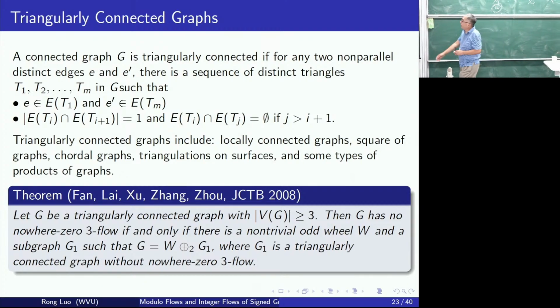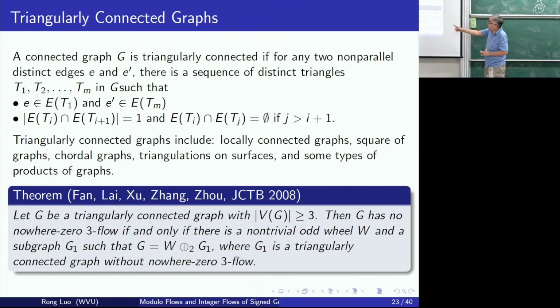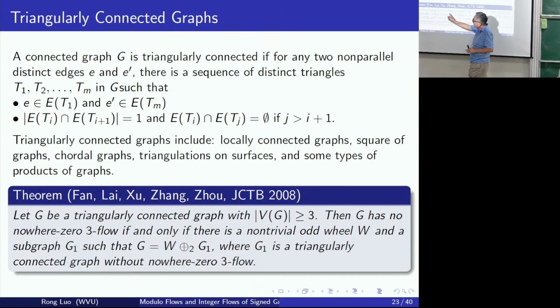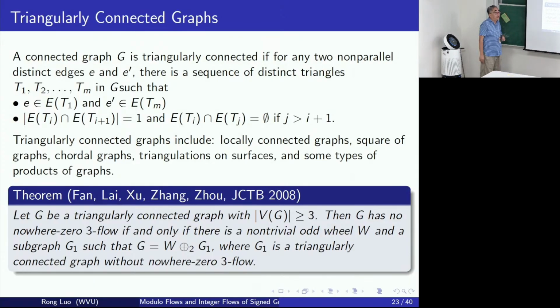So in 2008, in a paper by Fan, Lai, Xu, Zhang, and Zhou, they characterized the triangular kinetic graphs which do not admit a nowhere zero flow. So they just gave a complete characterization.